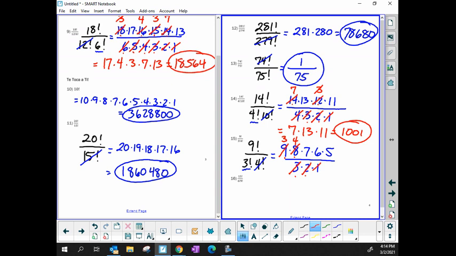And then the 1 doesn't really matter, so we can just cancel that out. So what are we left with on top? Well, we've got a 3, a 4, a 7, a 6, and a 5. So we multiply 3 times 4 times 7 times 6 times 5, and we get 2,520.